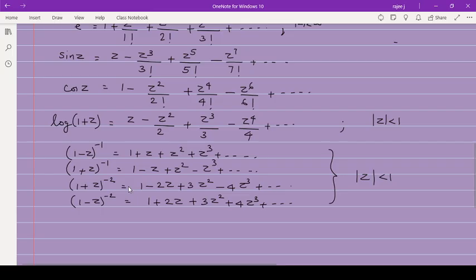Here, if this term, 1 minus whatever x, should always be less than 1, only then can you use this formula, this power series.